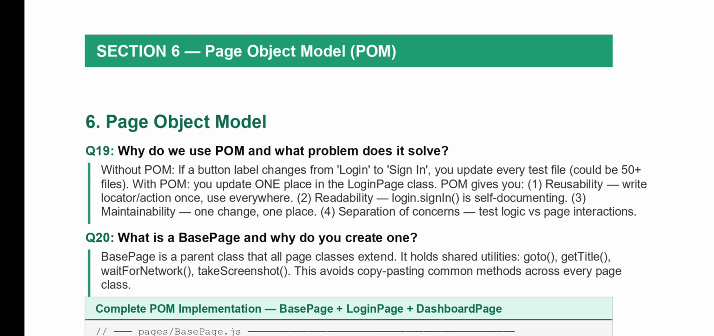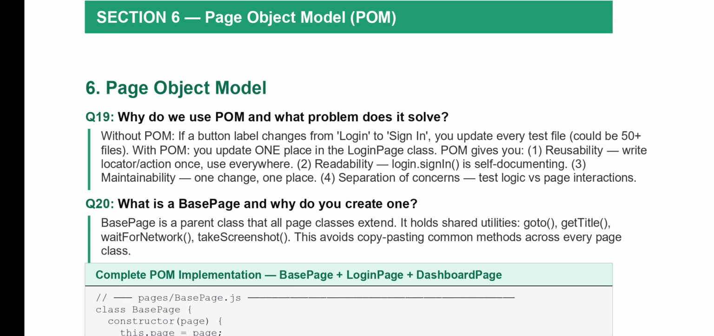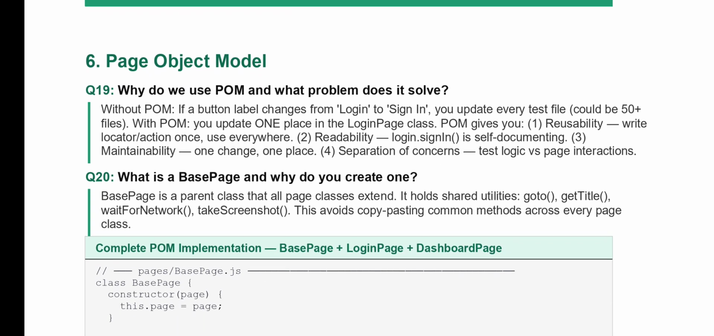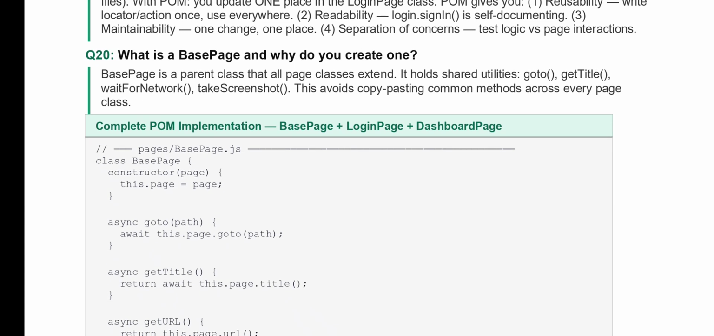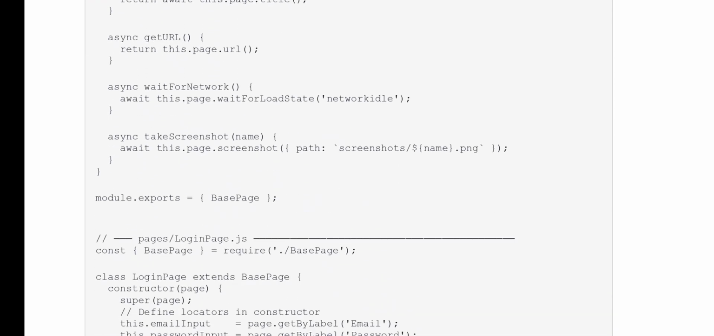And in section 6, let's speak about the page object model. Why do we use the page object model and what problem does it solve? What is a base page and why do you create one?